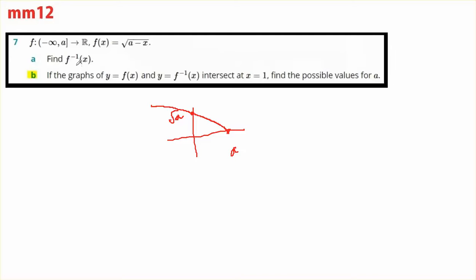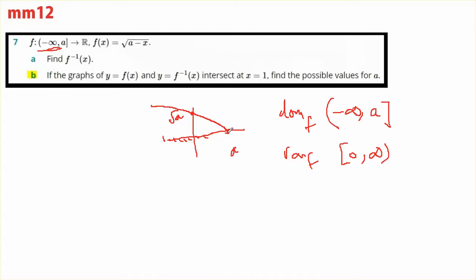Okay, find the equation of the restricted domain. So the domain of f is minus infinity all the way through to a, inclusive of a, because it's all of these values, which is what that there stated. The range of f will be from 0 to infinity, because I can see that the lowest y value is 0 and then it just goes up.